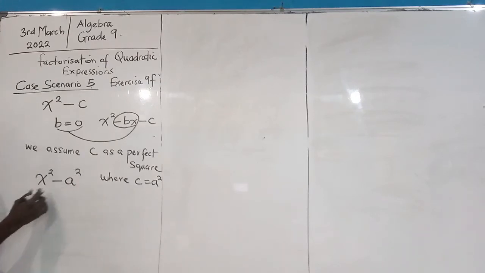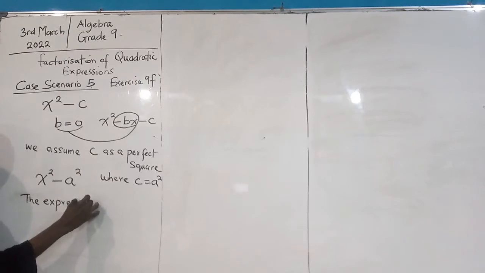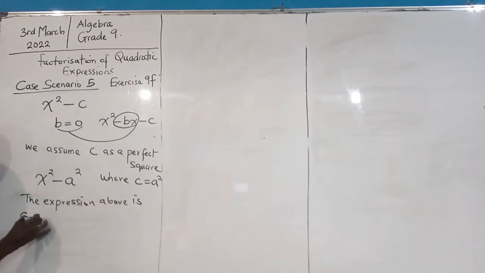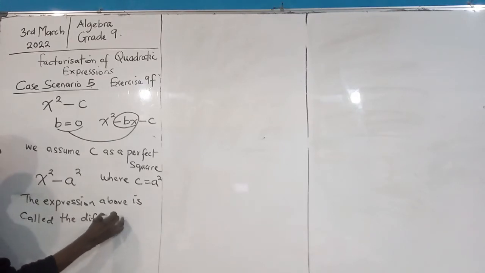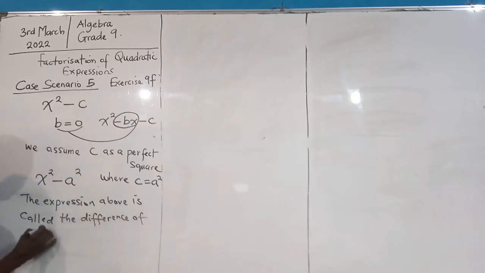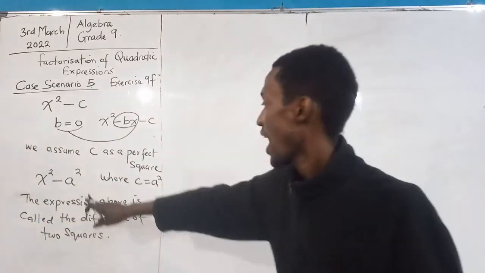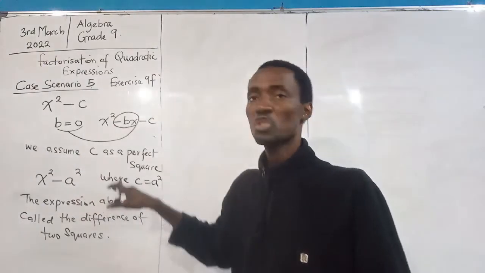So when you see this, the expression above, where you have x squared minus a squared, is called the difference of two squares.